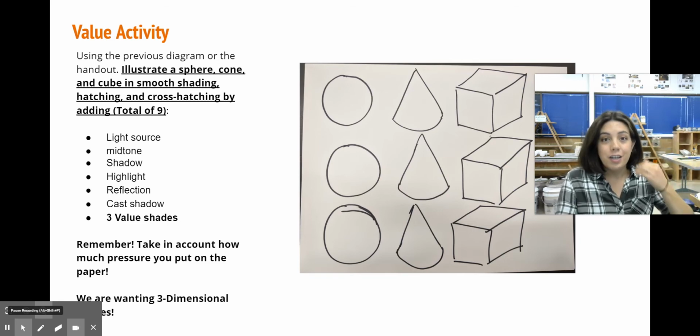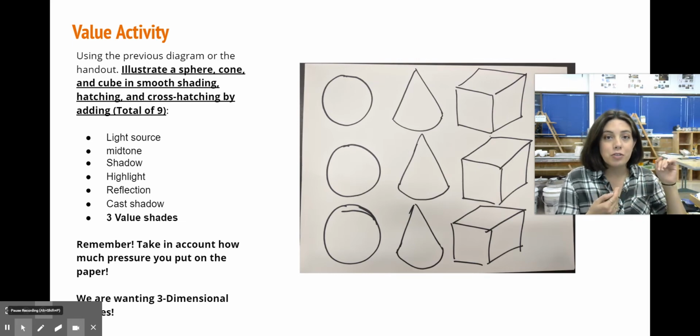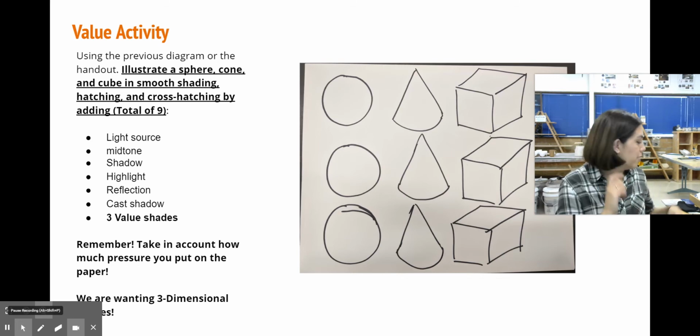Now, in those actual geometric shapes, you need to also have the following. Your rendered approaching three-dimensional shapes need to have this. They need to have a light source. They need to have a midtone. They need to have a shadow. They need to have a highlight, a reflection, and a cast shadow. And they need to have three very distinct value shades.